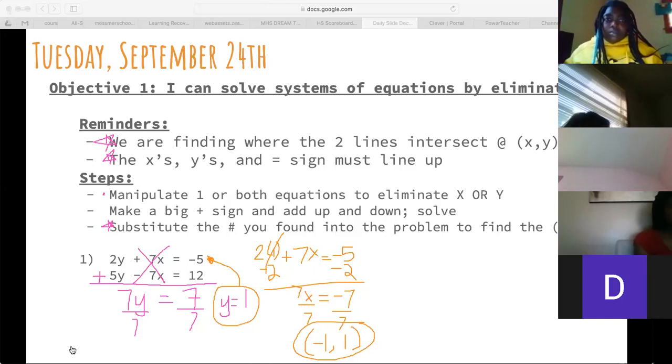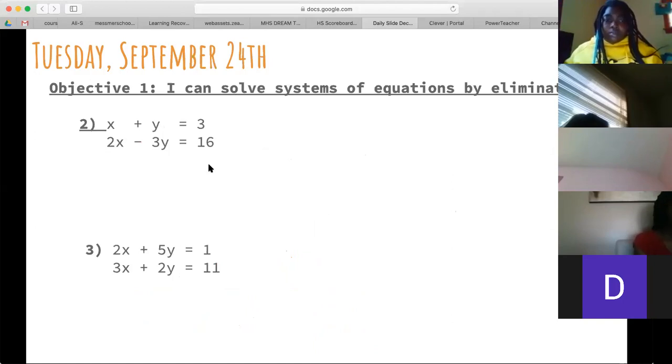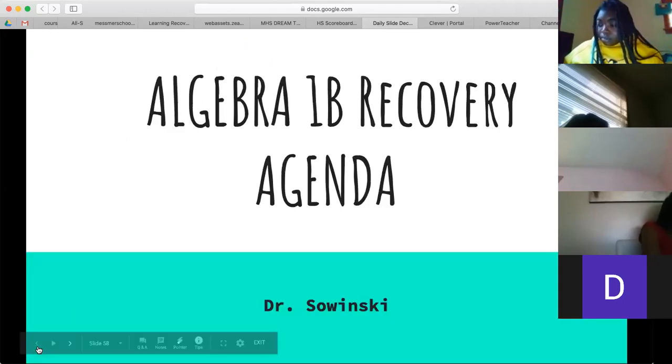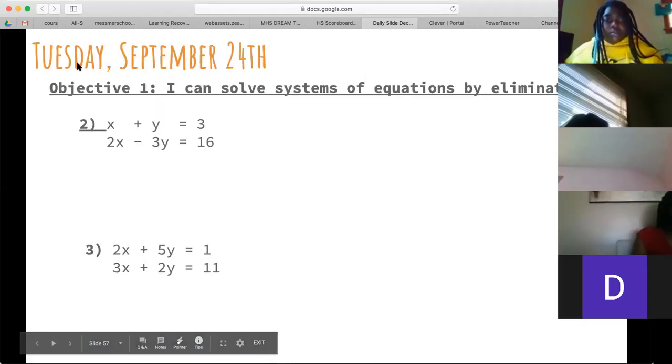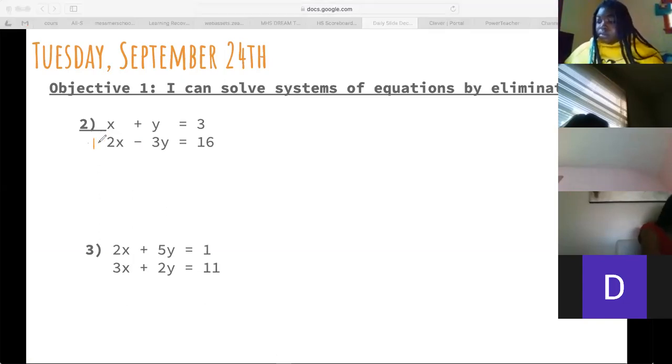All right, so let me clear these. All right, so we got two more. And it's not that these are too much more difficult, but we have to do a little more work. So just to show you for number 2, we have x plus y equals 3, and then 2x minus 3y equals 16. If I were to put a big plus sign here and try to add these up like I did last time, I don't have a variable that's going to cancel. If I add these together, x plus 2x is not going to cancel, and the y minus 3y is still not going to cancel.